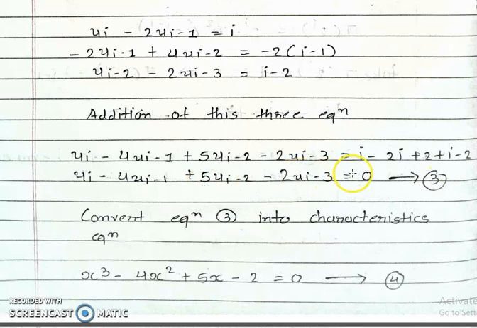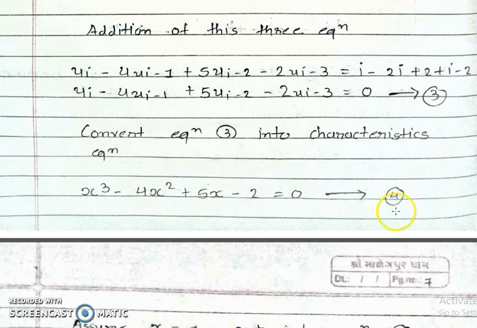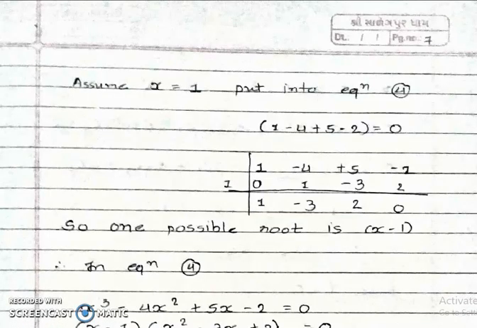So this equation is called a homogeneous equation and convert this equation into characteristic equation and we get the root. So we get x³ - 4x² + 5x - 2 = 0. Call this equation 4. Here we assume to take x equal to 1 and put into equation number 4.